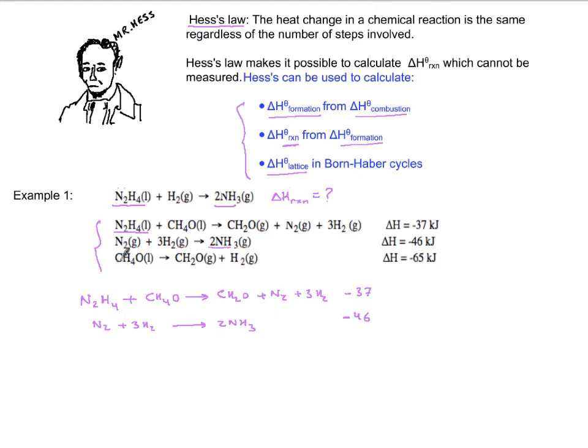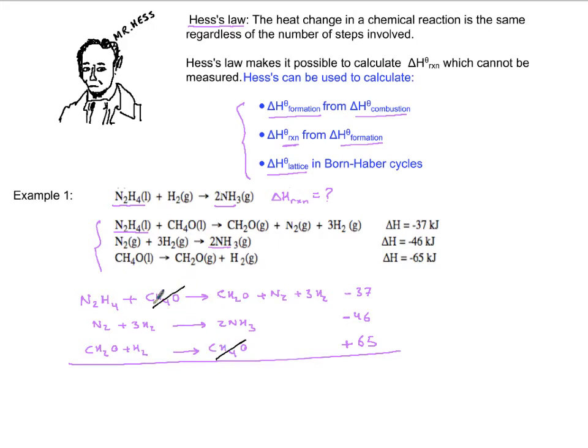But the last equation, I see that I need to get rid of this CH4O in my first equation because it's not part of my overall reaction. So I'm going to reverse the last equation in order to get rid of this CH4O. So I'm going to reverse that reaction, meaning I go from CH2O plus 2 hydrogen to CH4O. If you reverse a reaction, you're going to reverse the enthalpy sign. So it's positive 65.